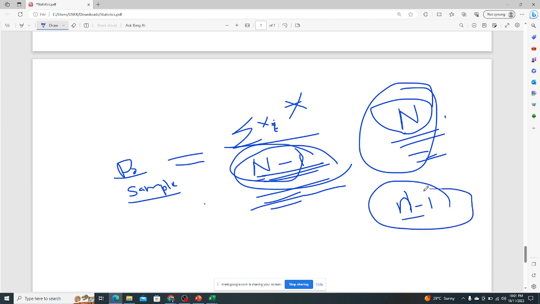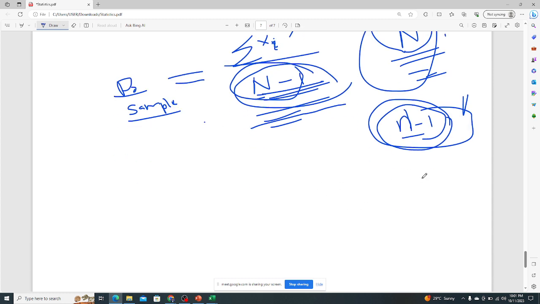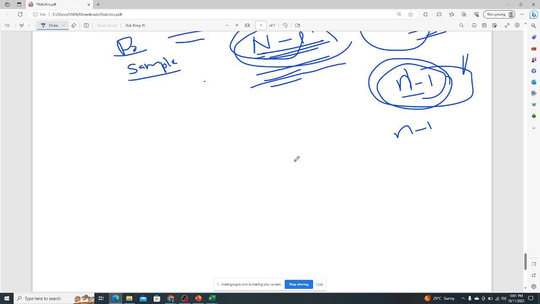N minus 1 means we are less than the population. It can be less 1; if we are less 1, it won't be a population, it will be a sample. That's why you will come to see, when we deal with variance, that for a sample we usually use n minus 1. But for population, we only use 1 over capital N.